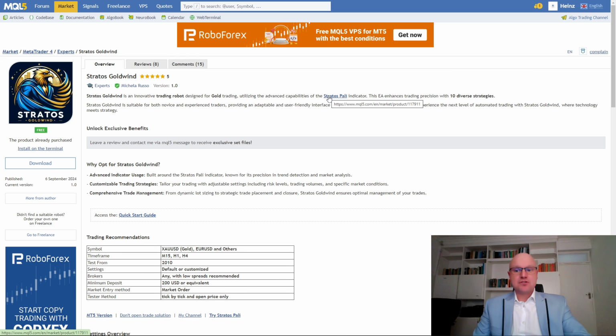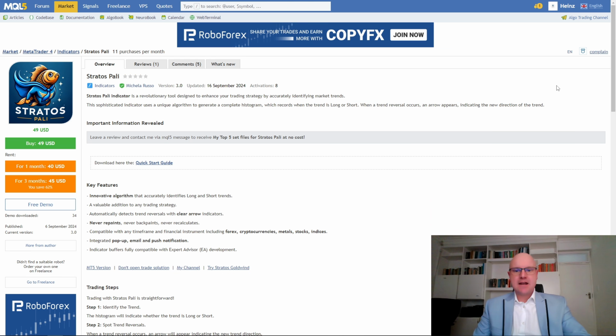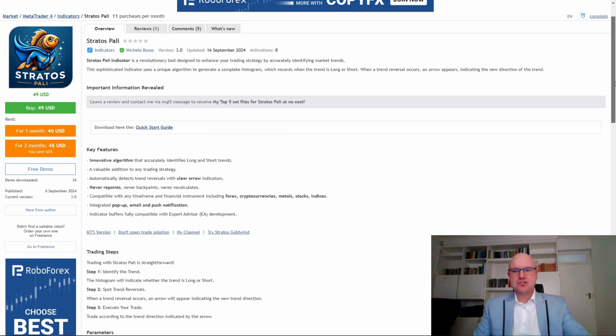And if we take a closer look at the Stratus Parley indicator that it's based upon, you'll see that this revolutionary tool is designed to help you identify turning points or changes in market trends. It uses an algorithm that has been specifically designed by the author. And if we take a look at some of the other information, they show you how to manually incorporate the indicator as a part of your trading strategy.